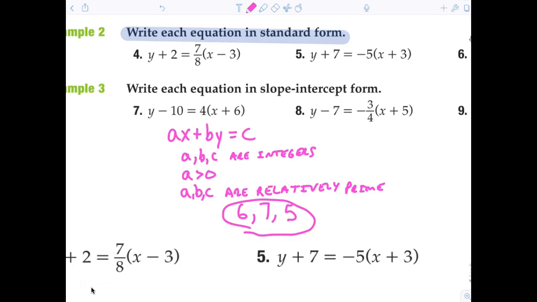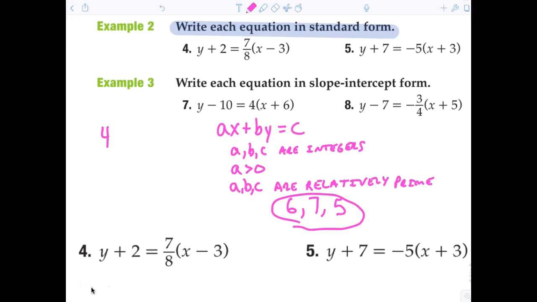Now let me give you a real example. If I said 4x plus 2y equals 8, the reason that is not written in standard form properly is because I could divide everything through by what? 2. Everybody with me now? Those numbers are not relatively prime because they all share a factor of 2. So standard form is very simple.